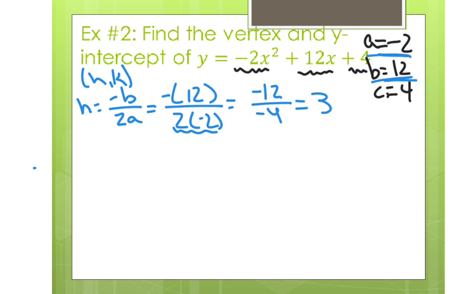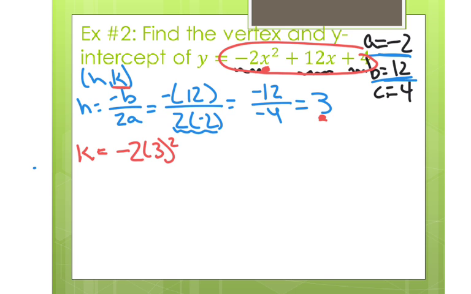Now, to find this k value, I'm going to take my equation, which is negative 2x squared plus 12x plus 4, and I'm going to fill in negative 2, but instead of putting x, I'm putting my h value, which is 3. Plus 12. Once again, instead of putting x, I'm putting my h value, which was 3, plus 4. Now I'm just going to work this out.